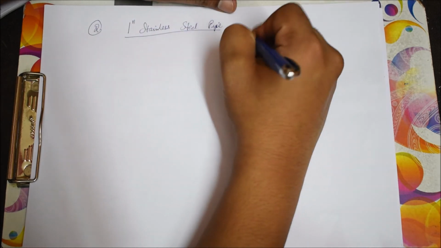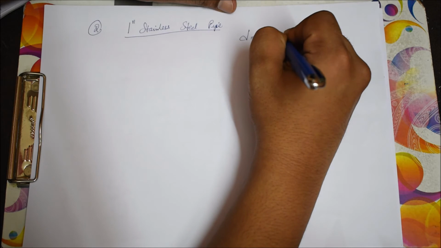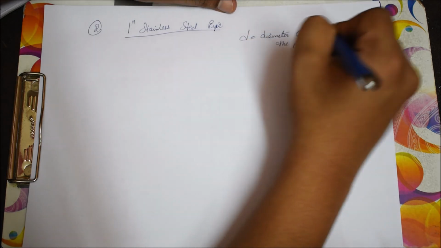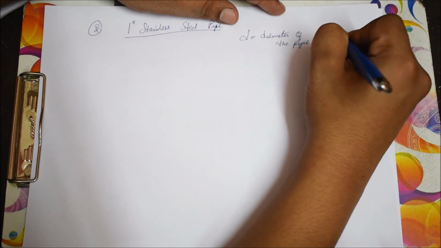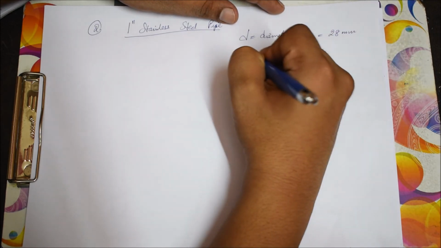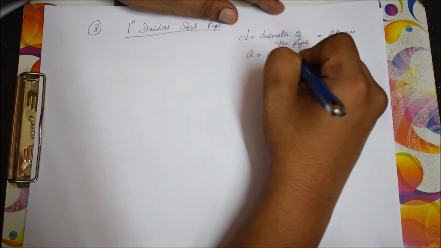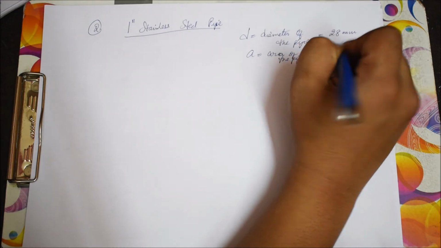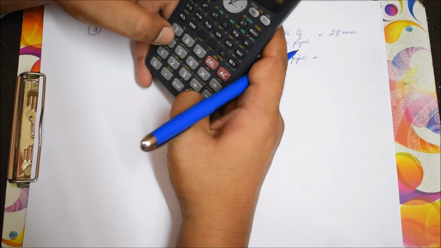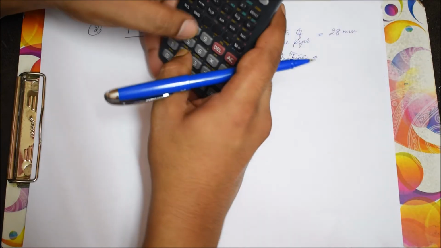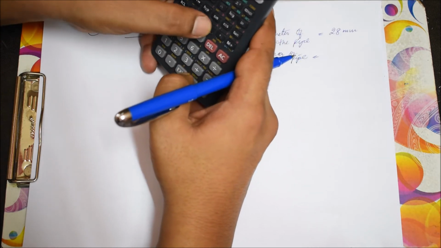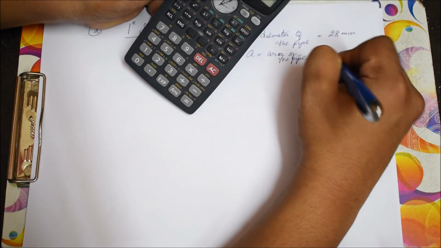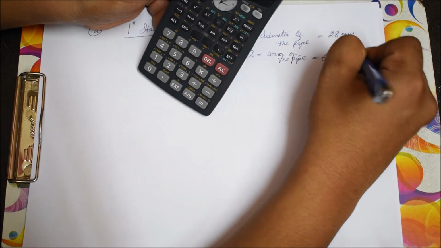So the diameter of the pipe in the experimental setup was noted to be 28 mm, and A, being the area of the pipe, is calculated as pi by 4 into 28 into 0.001. I'm converting it into meters, that is 6.157 into 10 to the power of minus 4 meter square.